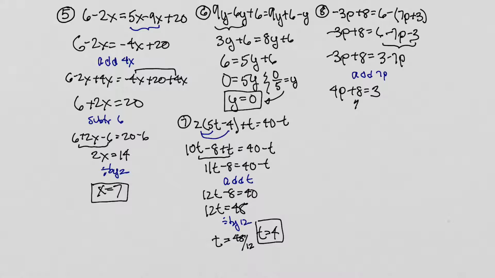Now let's take care of this 8. It's plus 8. Let's eliminate it by subtracting 8. So we'll get 4p equals now 3 minus 8, right? 3 minus 8, -5. And then we can eliminate that 4. It's multiplying. So we'll eliminate that with a division. So we'll get p equals -5 over 4. It doesn't reduce. And I'm going to leave it like that. This equation solved.